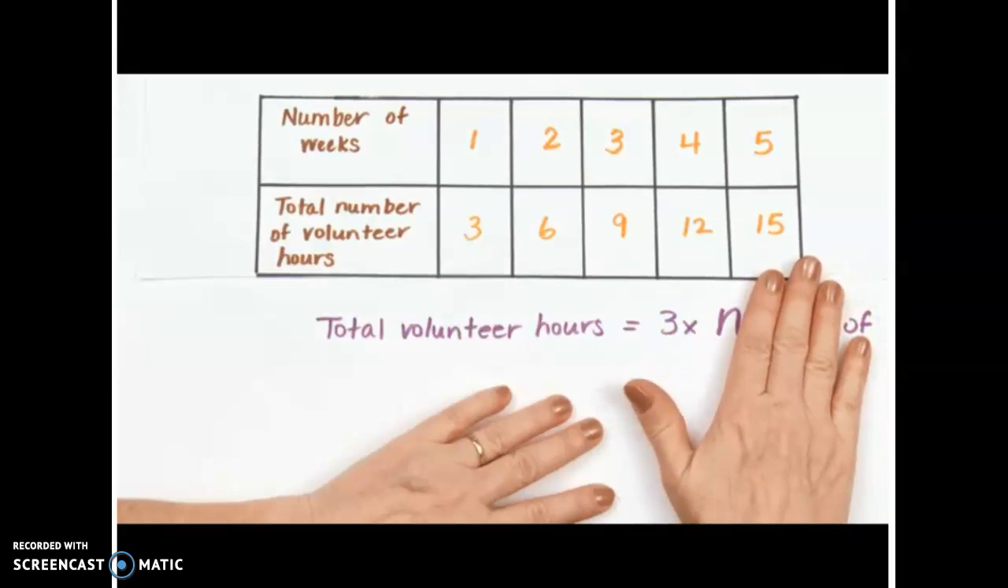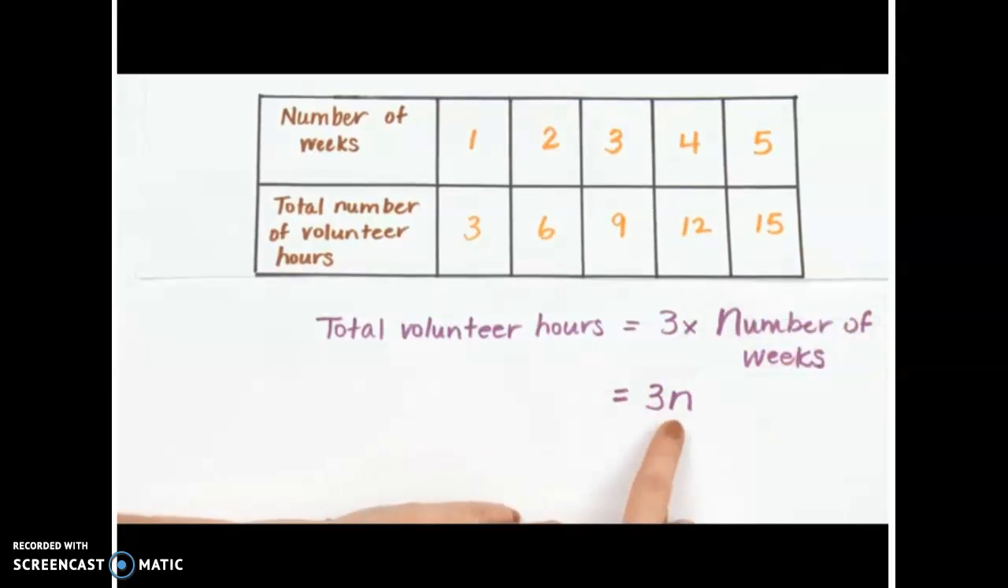Or we could write it like this. Total volunteer hours is 3N, where N is the number of weeks that he has volunteered.